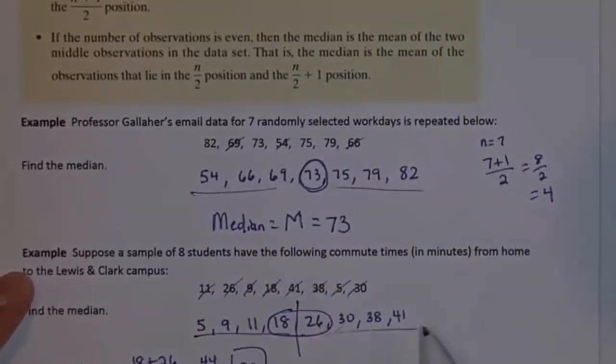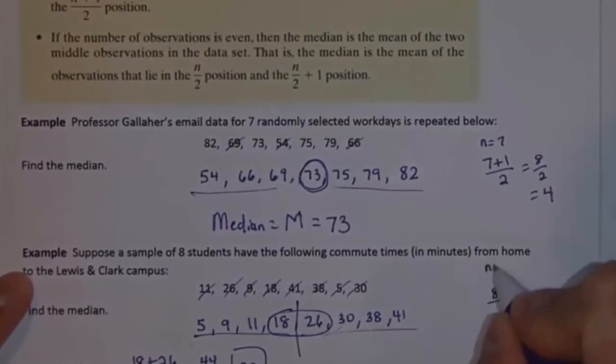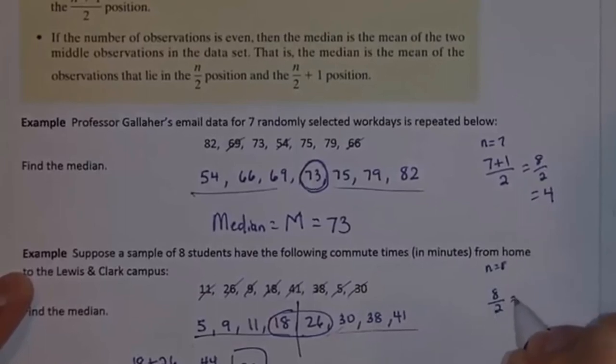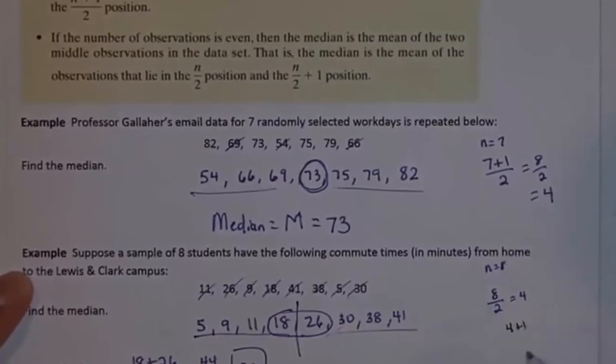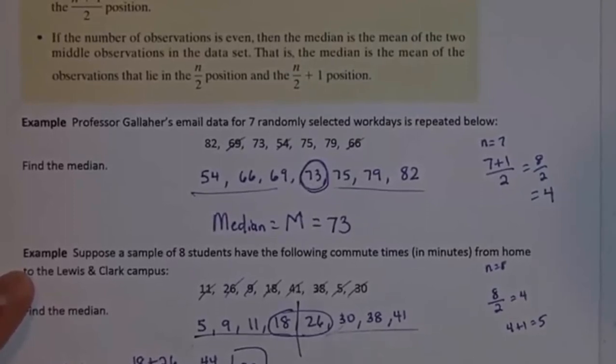So in other words, what the author is saying is if you've got an even number of data values, take the number of data values, 8 in this case, and divide by 2. That's 4. So you have the 4th data value and the 4 plus 1 equals 5 data values. So you average the 4th and 5th data values, which is what we did here, right? 18 was the 4th, 26 was the 5th, so we averaged those.